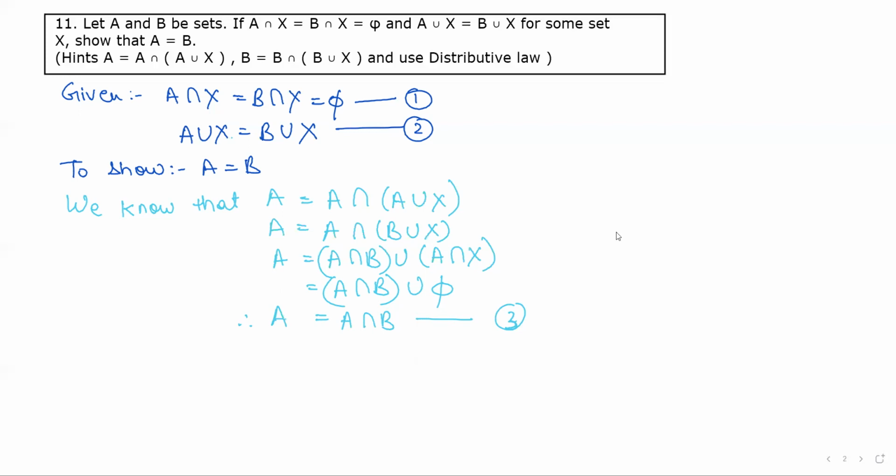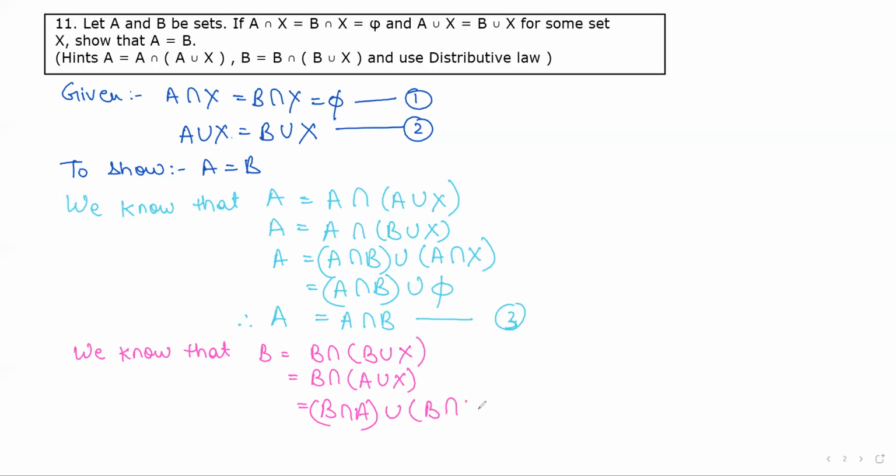Next, let's consider the second condition. We also know that B is equal to B intersection (B union X). Now we know that B union X is equal to A union X. So this is B intersection (A union X). This is equal to (B intersection A) union (B intersection X). Again, B intersection X is given as phi from condition 1. So this is (B intersection A) union phi.